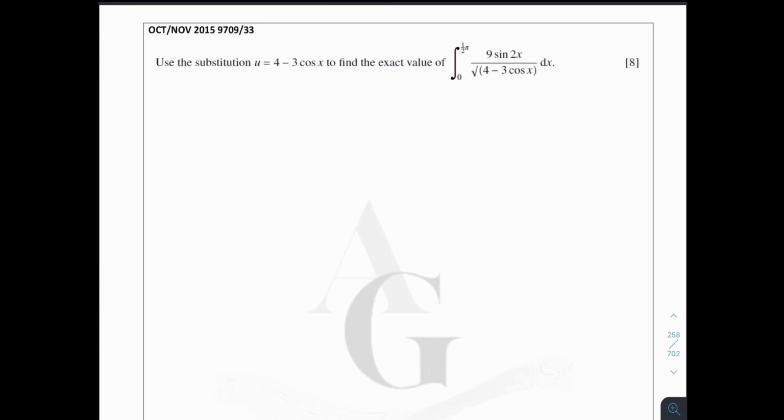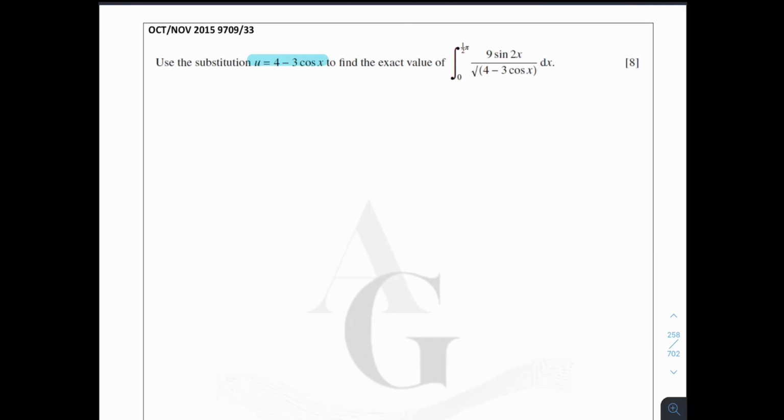Let's have a discussion on the past year question. Have a look at this question of the year 2015, October-November paper, variant 33. Use the substitution of u equals 4 minus 3 cos x to find the exact value of this integration.